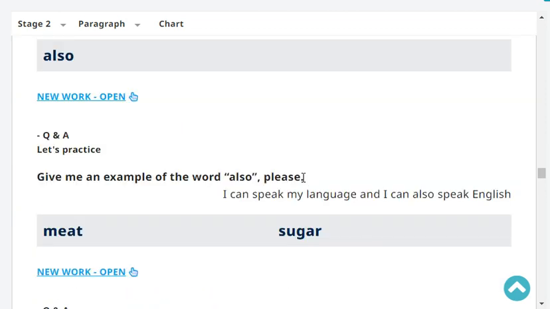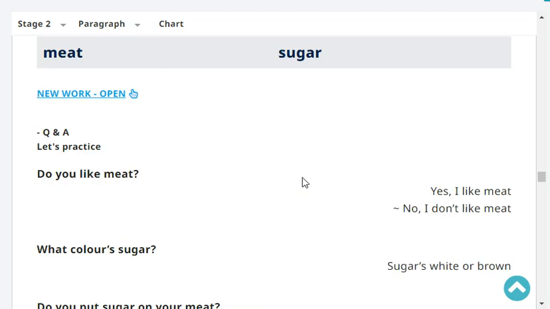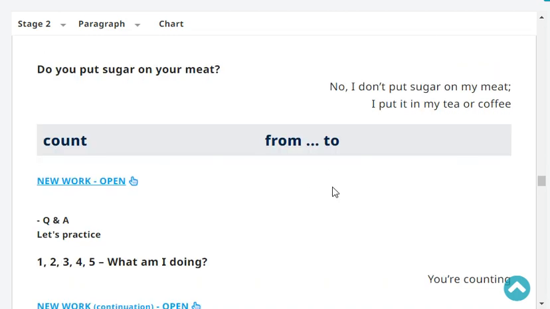Okay, give me an example of the word also, please. I can speak my language, and I can also speak English. Very good. Do you like meat? Yes, I like meat. What color is sugar? Sugar is white or brown. Do you put sugar on your meat? No, I don't put sugar on my meat. I put it in my tea or coffee.